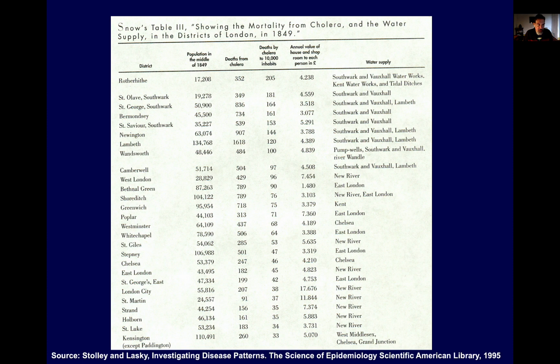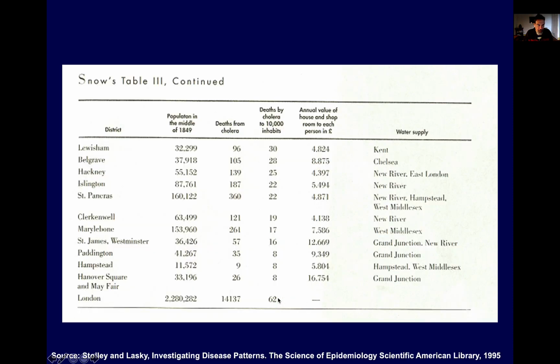So you can see here that the number of cholera deaths per 10,000 inhabitants is calculated, and the table is sorted from high to low on that number. And then information on the exposures, the water supply company for each district, is given here. And this is just showing the remainder of that table, sorting all the way down to the district with the lowest cholera death rate.